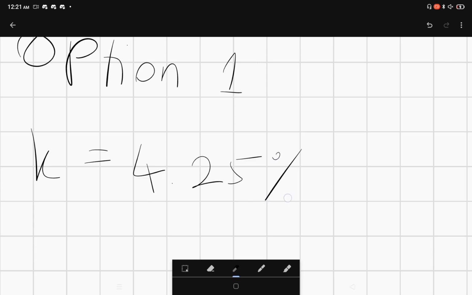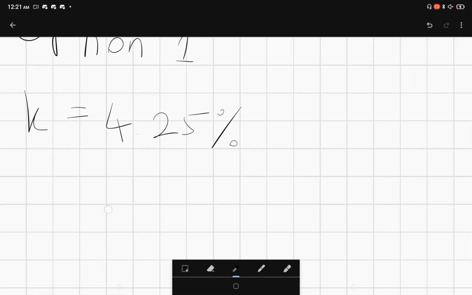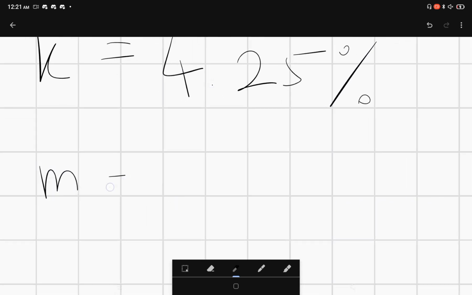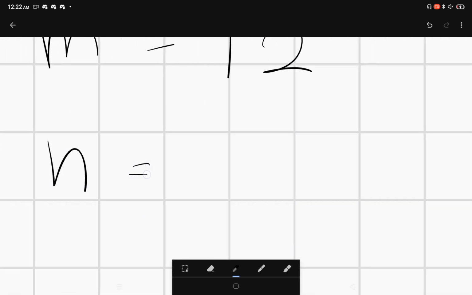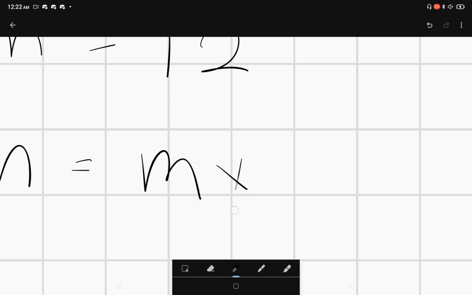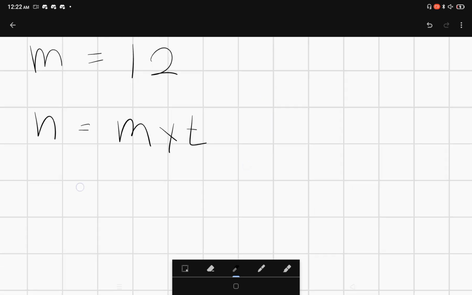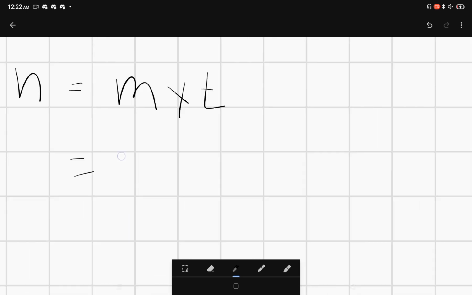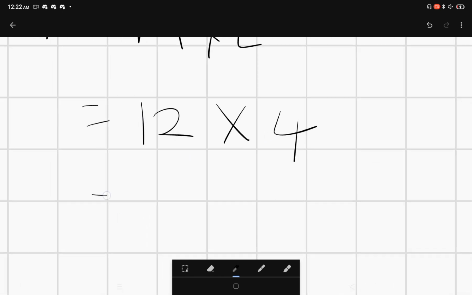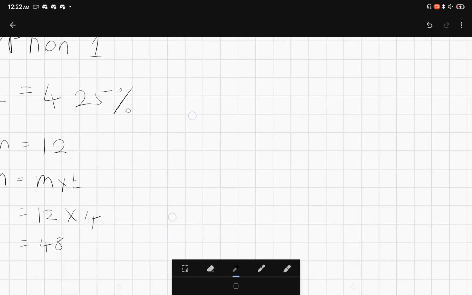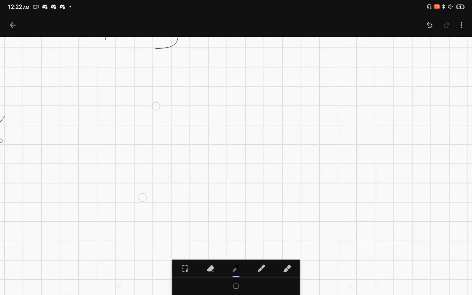We know that K is equal to 4.25%. We also have M, which is equal to 12. And we have to find n. n equals M times T. So as you all know, M is 12 times T. T is for time, which is 4. So we have 48.